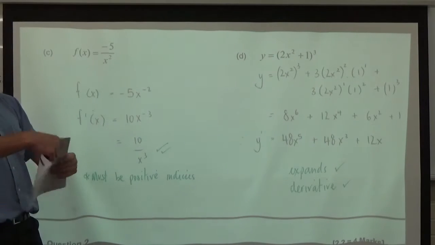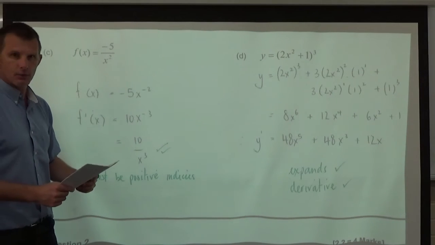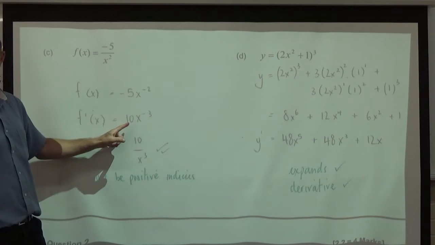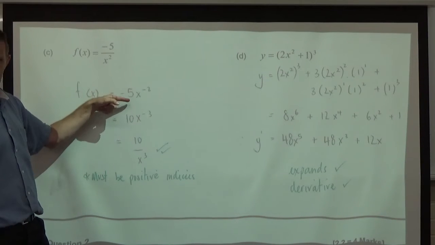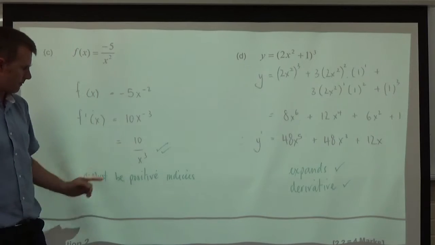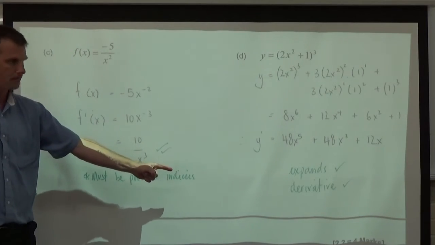Now, right up the top there it said, expressing your answers with positive indices. So this wouldn't have been a suitable answer. What I've got to do is do the opposite of what I did in the first step, bring it back down to the positive indices.